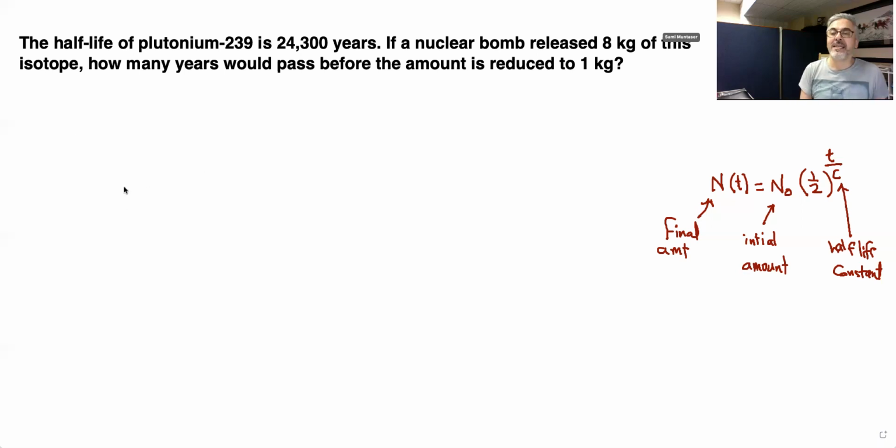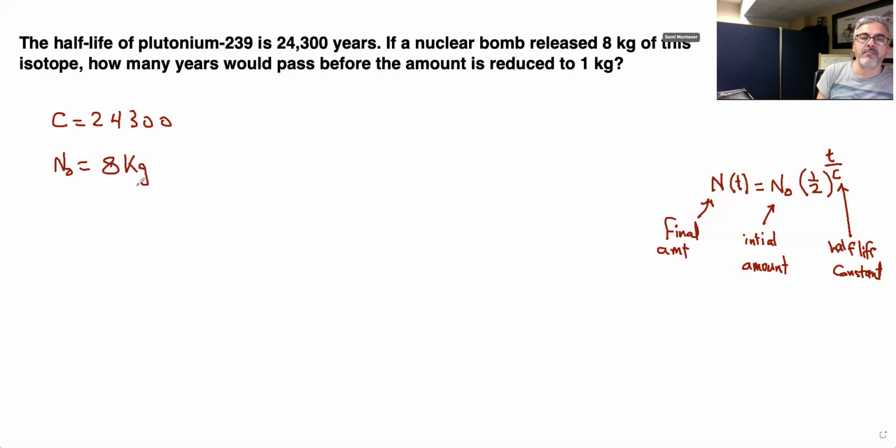So there you go. So here, 24,300 years is the half-life. So basically C here is 24,300 years because they already mentioned the half-life is that. So that's C. If a nuclear bomb released 8 kilograms of this, so that's your initial amount, 8 kilograms. How many years would pass before the amount is reduced to 1 kilogram? So that's N of T, which is 1 kilogram.